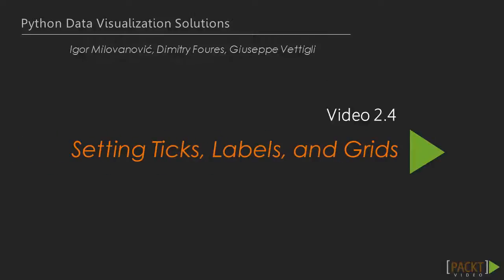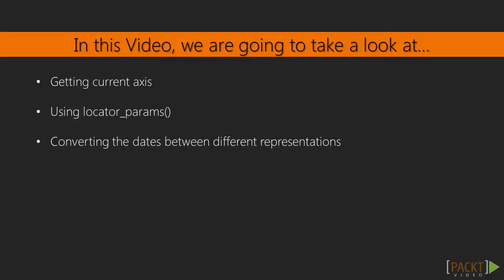Video 4. Setting ticks, labels and grids. In the previous video we looked at defining plot styles, properties and format. We're going to take a look at getting current axis using locator params and converting date between different representations. In this video we'll continue with setting axis and line properties and adding more data to our figures and charts.